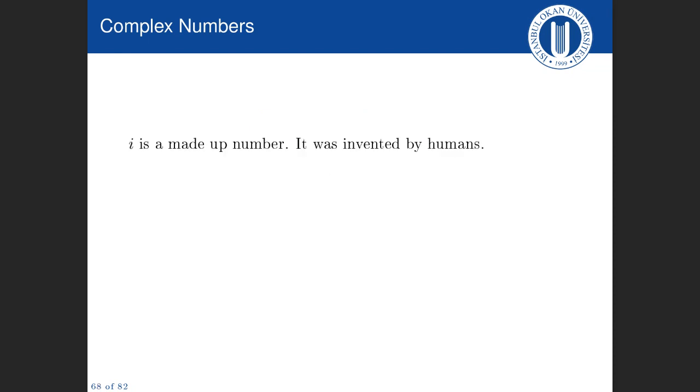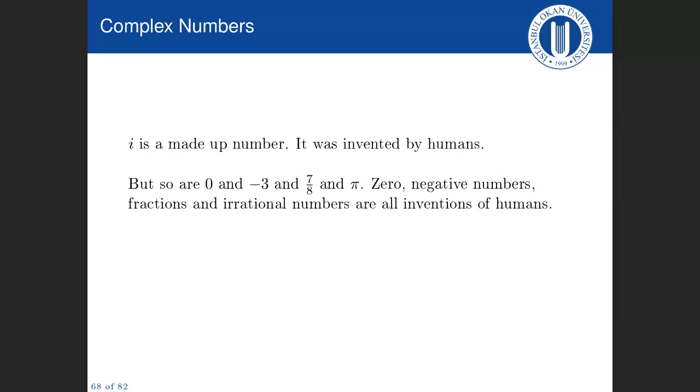Now, let me just point out, i is a made-up number. It was invented by humans. We can't have i cakes or i pens. We can't have some objects in front of us, count them and get the answer i. But as I've tried to explain, 0 and minus 3 and 7/8 and pi, these are also made-up numbers. These were invented by humans. 0, the negative numbers, fractions, irrational numbers, etc. These are all inventions of humans. But we accept them because they're useful to us.